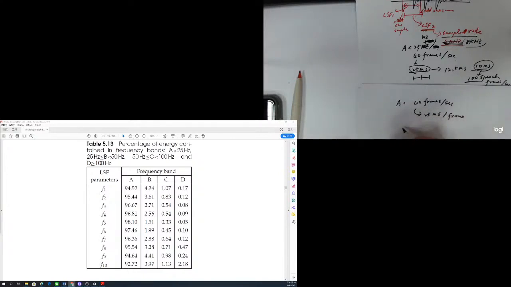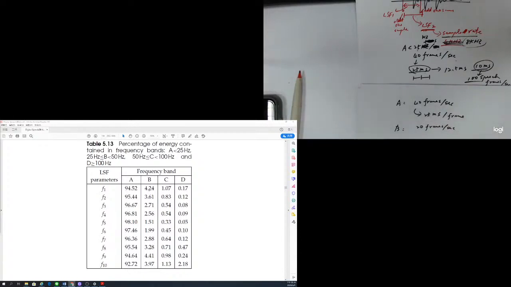And B, boundary 50 hertz. So it looks like what you have is 50 hertz, so it's like 50 frames per second. So 50 is 20 milliseconds per frame.